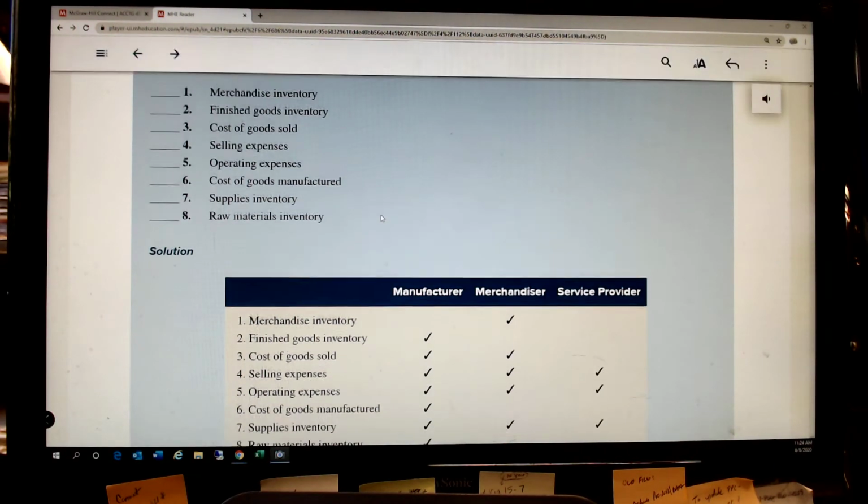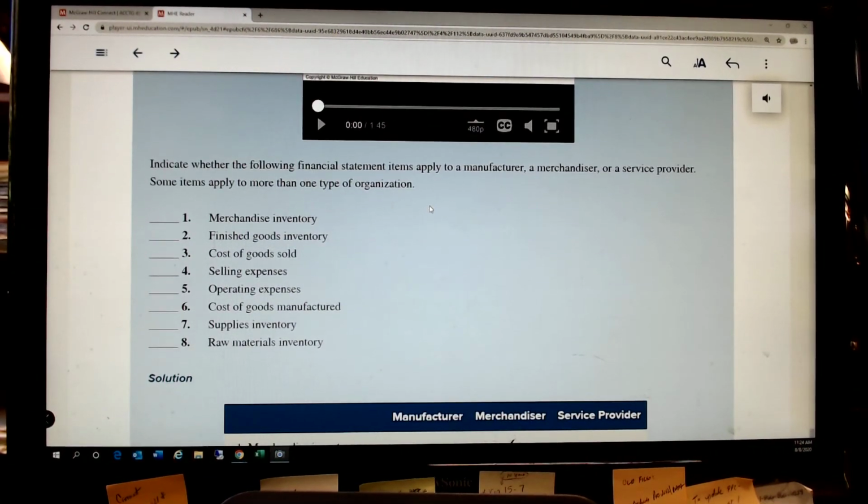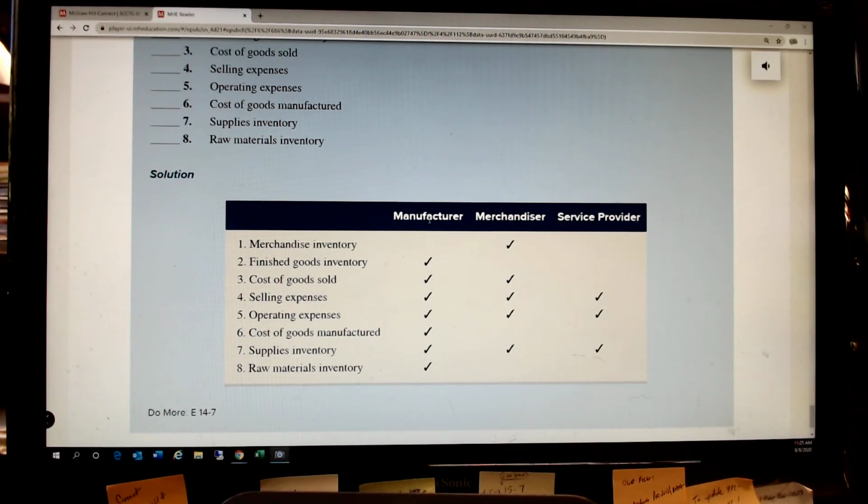Let's see here. I guess we could take a look at this real quick. What are some of these terms? How do they apply to a manufacturer or a merchandiser? Here's the guy making it. Here's the guy just buying it. Here's the guy that doesn't have inventory at all. Merchandise inventory, that's just a merchandiser. Service providers don't have inventory.